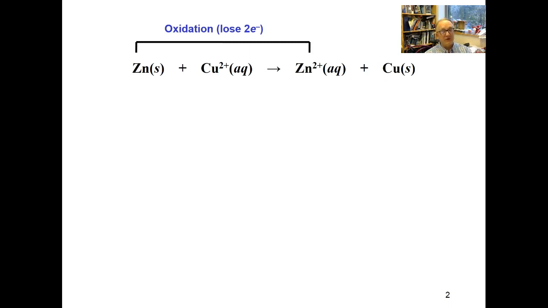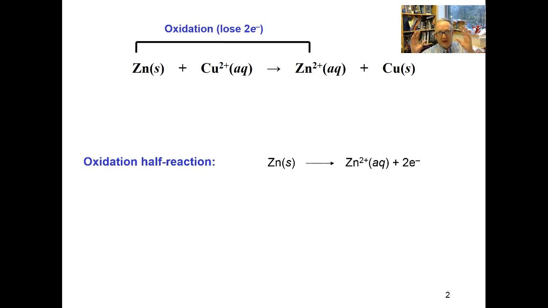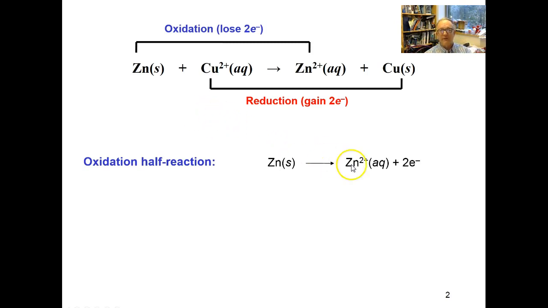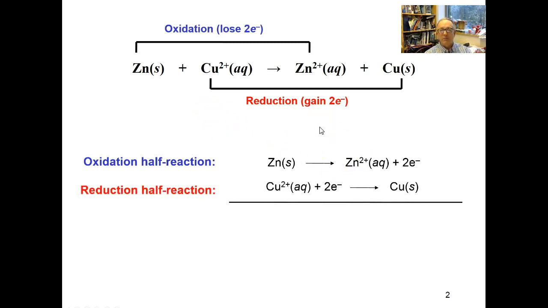That means there has to be a reduction taking place. And that means the copper 2 plus has to be being reduced. And so we can write this as 2 half reactions. In the first one, the zinc solid is going to zinc 2 plus plus 2 electrons, showing how the electrons are being lost. The copper is being reduced, we said, so it is gaining 2 electrons. If we write that as a half reaction, just showing what's being reduced: copper 2 plus aqueous plus 2 electrons makes copper solid. So those are 2 half reactions.